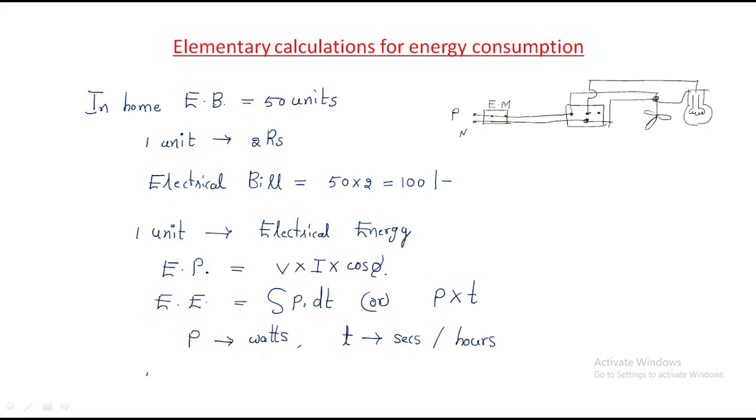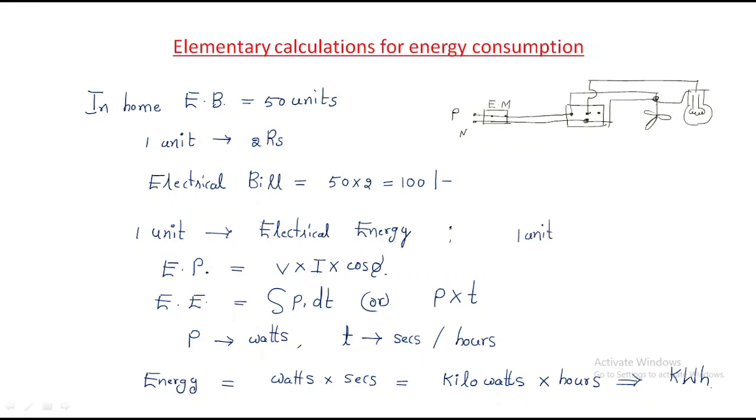So now electrical energy can be defined like this. Generally power is in watts and time in seconds, but seconds is a small unit. We are converting watts into kilowatts and seconds into hours. So finally it becomes kilowatt hour. The electrical energy is in kilowatt hours. Here 1 unit represents 1 kilowatt hour. So we are paying the bill for electrical energy.